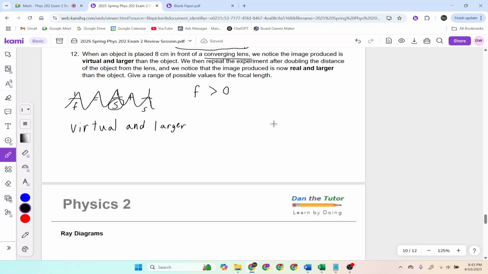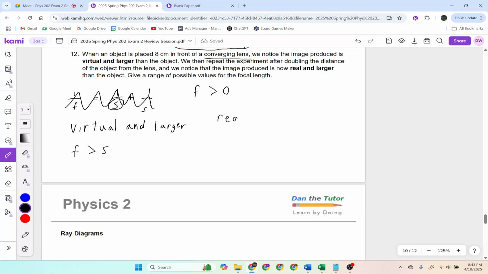So for virtual and larger, this is something I'd recommend memorizing because there's no way this is on the equation sheet, and it's very hard to derive. But if you have virtual and larger, you need to know f is greater than s. In other words, s is very small. You are inside the focal length. If the focal length is, for instance, 20, then s is smaller than 20. So I know f is greater than s. And that's really all I know for the virtual and larger.